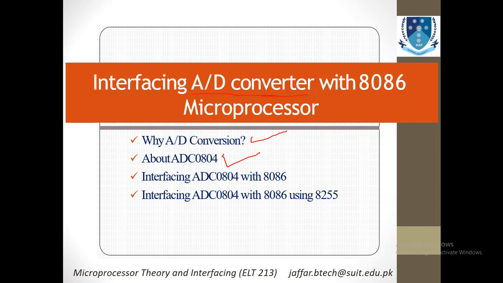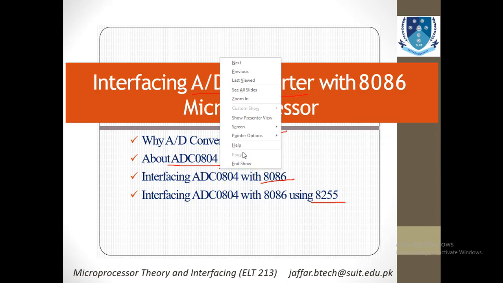And the last thing that we will be discussing in this class will be the interfacing of this IC with the 8086 directly and indirectly using the 8255 IC. So these are 3 or 4 topics that we will be discussing in today's class. So let's start our discussion.